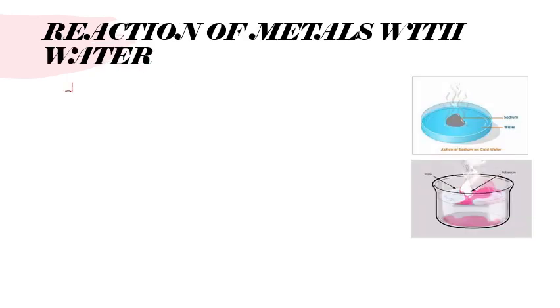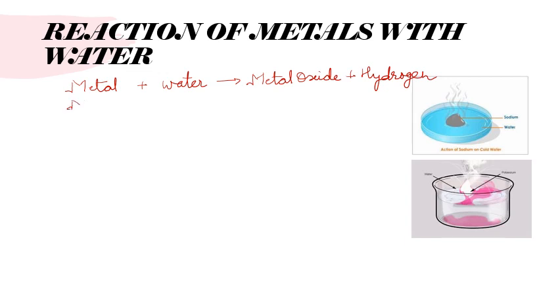Metals react with water to form metal oxides. Metal plus water, and they will form first the metal oxide plus hydrogen gas. Now this metal oxide reacts with water again to form metal hydroxide.